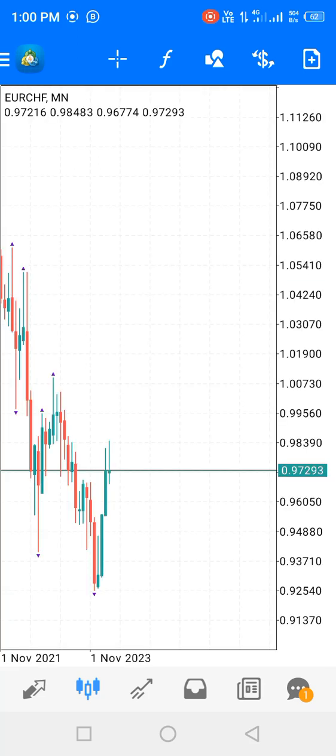Remember how I told you to be doing your analysis? You go to monthly time frame. You check the trend. The trend, is it in a downtrend or an uptrend? You can see that it's moving in a downtrend.